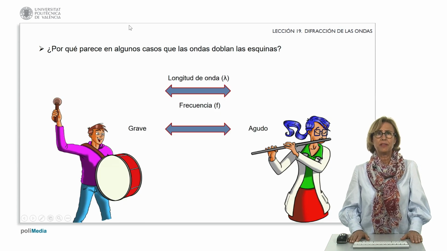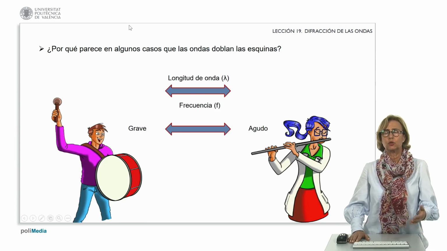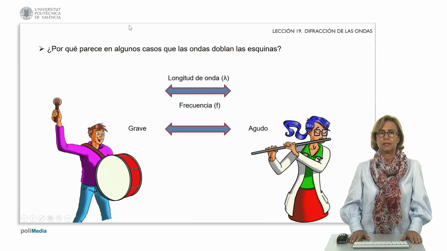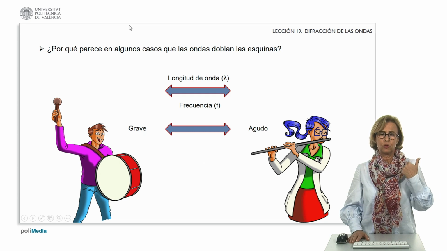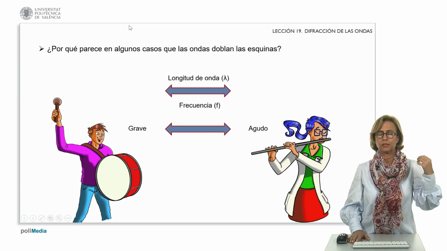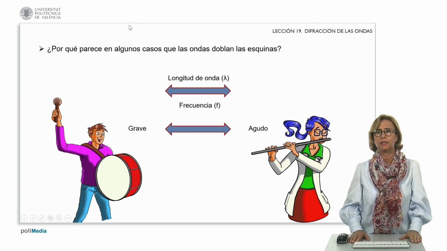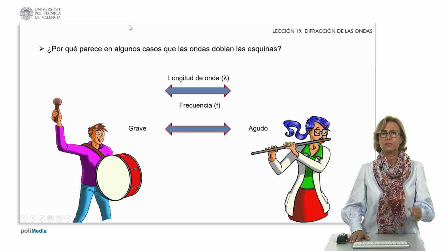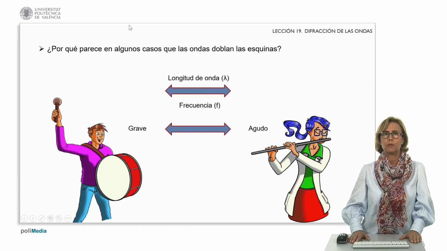Why does it seem in some cases that the waves bend around corners? We are all aware that there are times when cars pass and we actually hear sounds, and it is usually the low sounds that we hear. Now we will see why. It is the same phenomenon that occurs when we see a light source without seeing the origin of that source. Let's approach the case of sound, but it is similar.